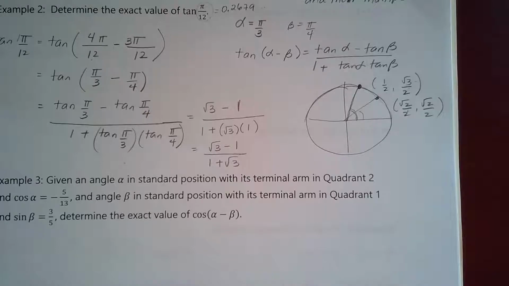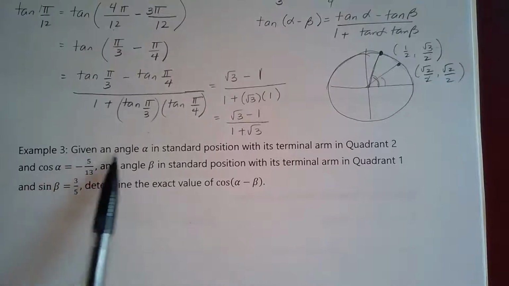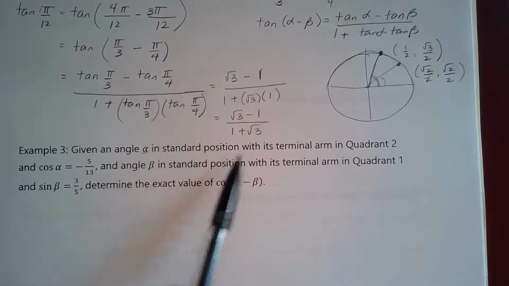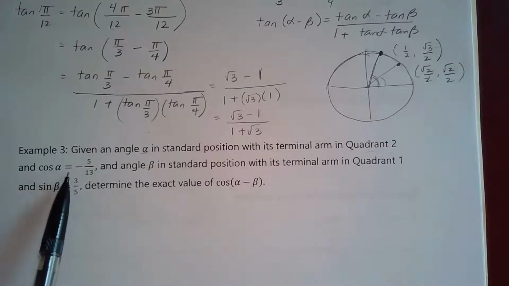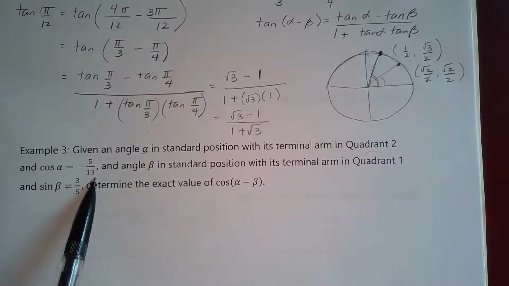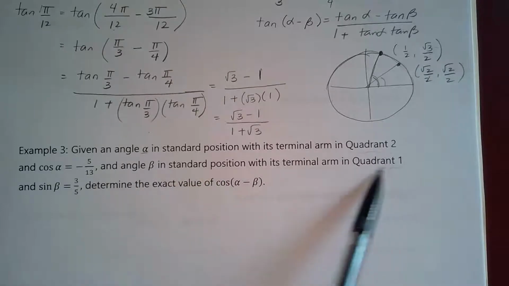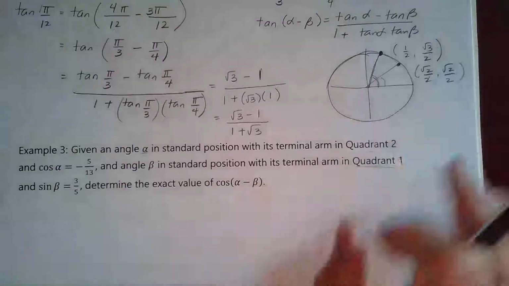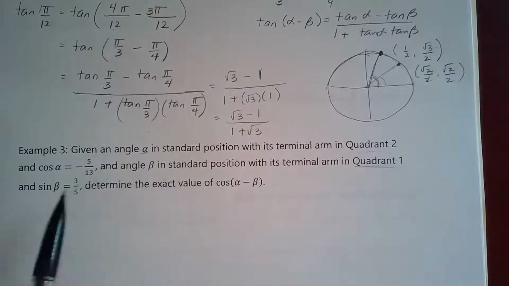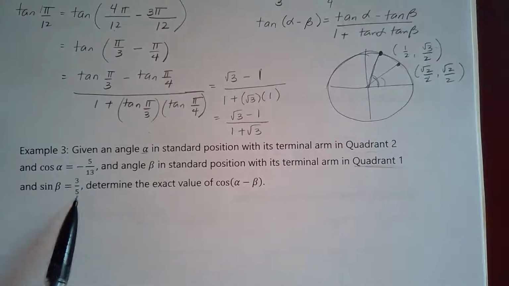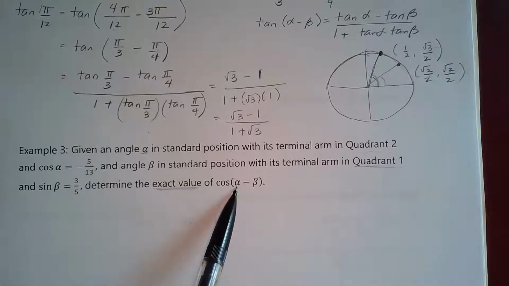So it says here, example 3, given an angle alpha in standard position with its terminal arm in quadrant 2, cos of alpha is negative 5 over 13. And angle beta is in standard position with its terminal arm in quadrant 1. Okay, we're going to draw this out so we can make sense of this. And what else? Sine of beta is 3/5. Determine the exact value of cos of alpha minus beta.